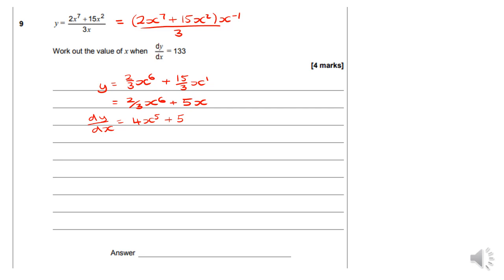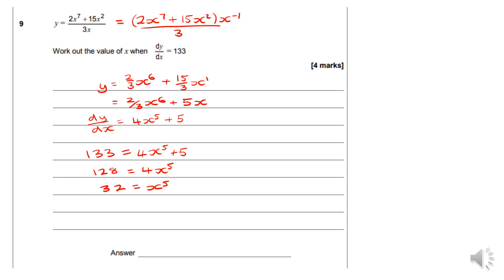Because you times down by the power, which is 1, so 1 times 5. Then you take 1 off the power, so that becomes x to the power of 0, so you haven't got any x's there. Next up, we're going to put that equal to 133, because I want the value of x for that. So 4x to the power of 5 plus 5 is equal to 133. Let's take the 5 off, gives us 128 equals 4x to the power of 5. Going to divide by 4 next, so that's 32, isn't it? So 32 is equal to x to the power of 5.